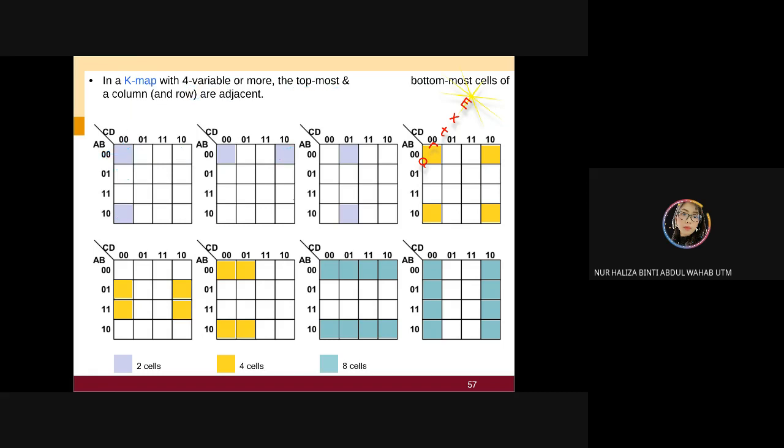So in this slide, it's just to show you that with 4 variables or more, the topmost and the bottom of a column and a row are adjacent. So you need to see what is the meaning of this. If you have this, you're going to have this as adjacent. So maybe you can try to go through and read all of these and make sure you understand. But for myself, I think it's okay.